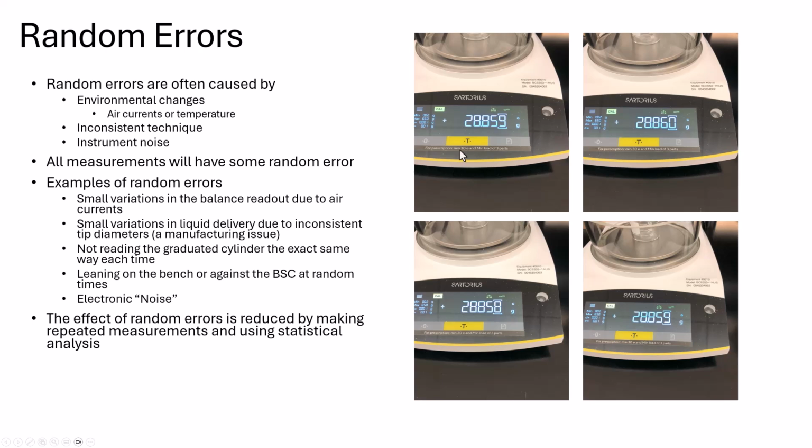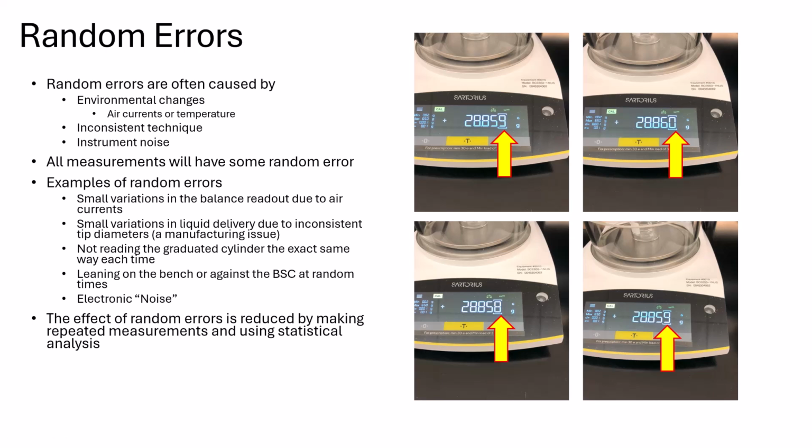But I sat there and watched the balance, and I took pictures of it. And you can see that the uncertain digit is actually uncertain. I sat there for about 2 minutes, and every time the uncertain digit, the last digit, fluctuated, I took a picture of it, okay? And so this is really more than air currents. This would be due to electronic noise.